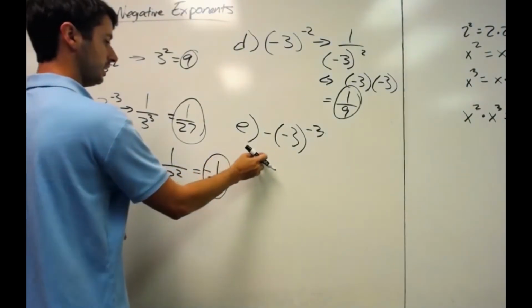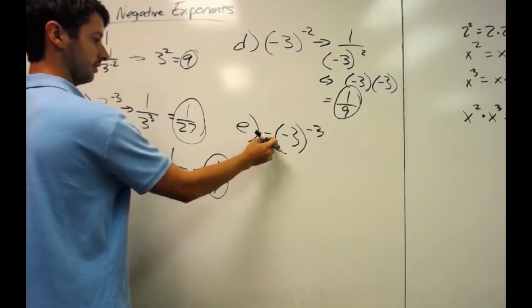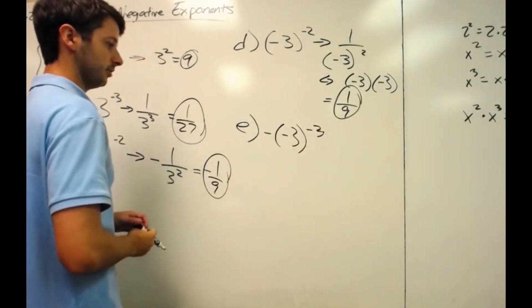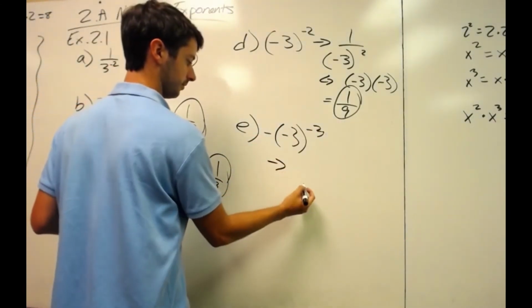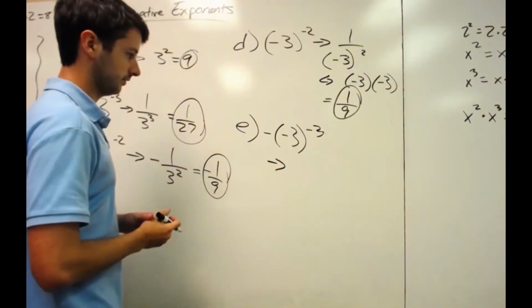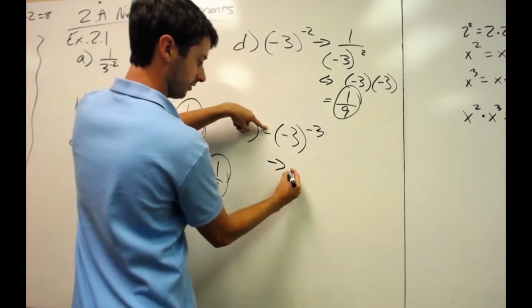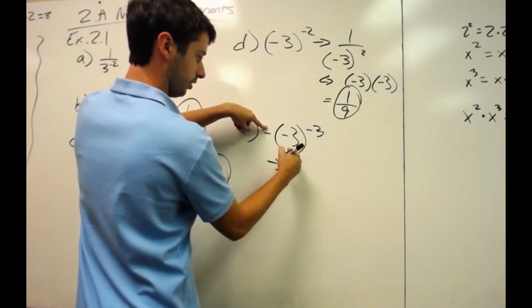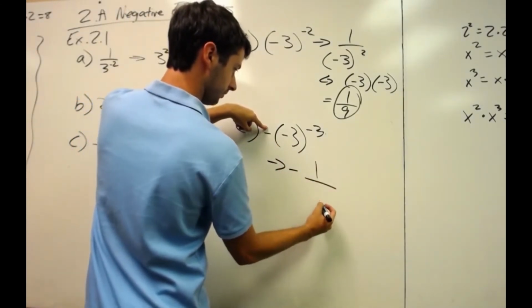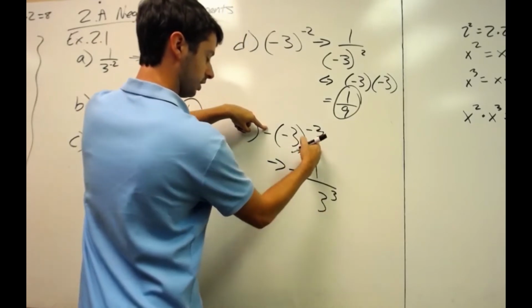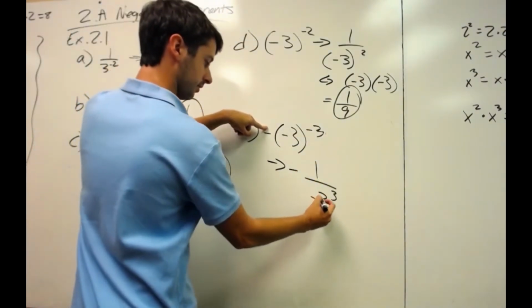And then for E, you have negative 3 in parentheses, negative cubed. Now this one's tricky. You have to keep this negative sign since it's outside the parentheses. Go ahead and move this to the bottom. The cubed becomes positive, negative 3.